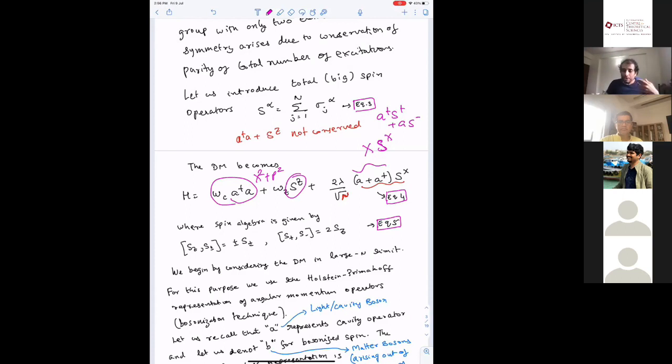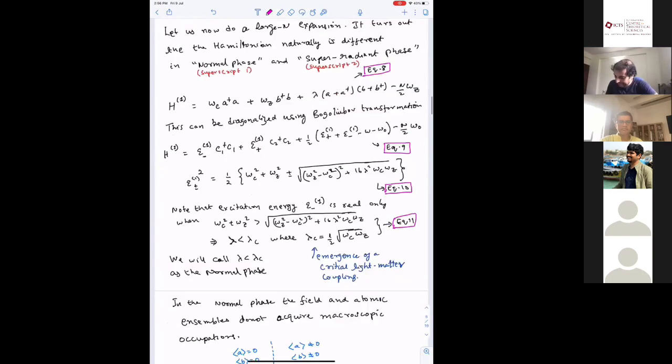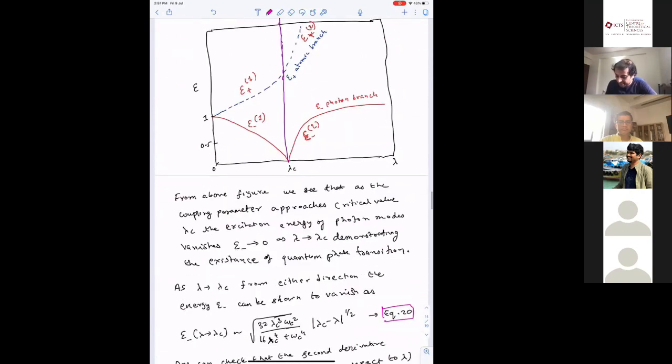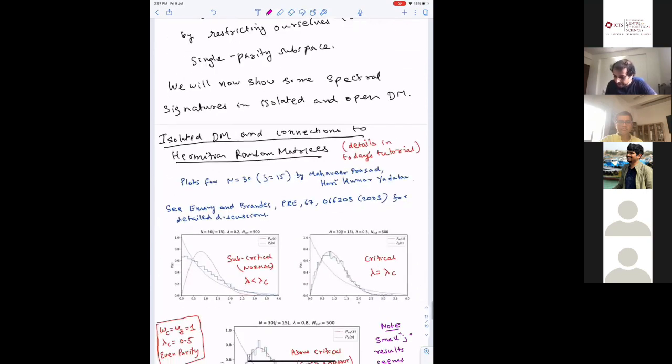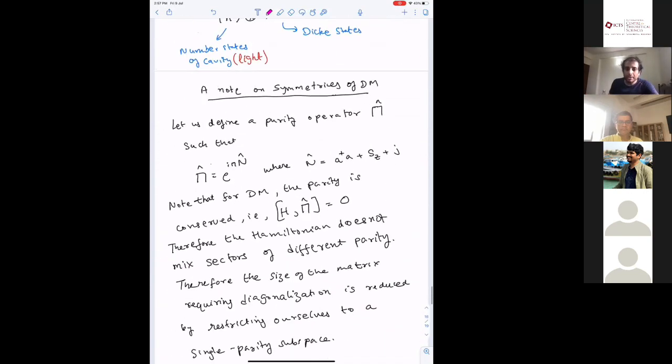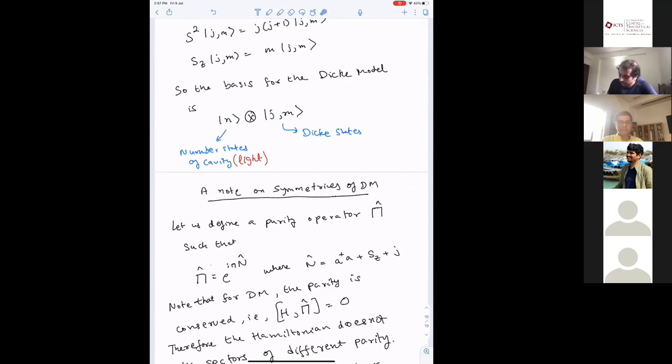But we know that when something can be created in pairs, sure, this is not conserved, but presumably something else is conserved, right? And what is conserved is the parity. So let me just go to this. Please work it out. This is extremely trivial. Let us define a parity operator pi hat, where pi hat is e to the power i pi n hat, and n hat is my a dagger a plus sz, and for some reason this j is explicitly written.